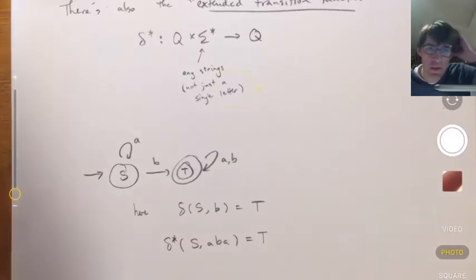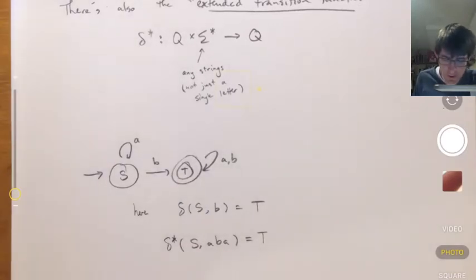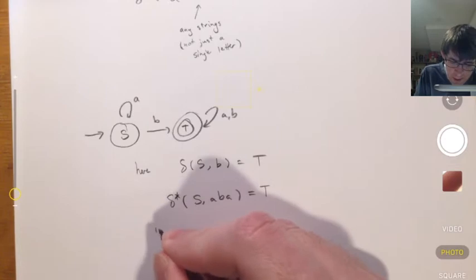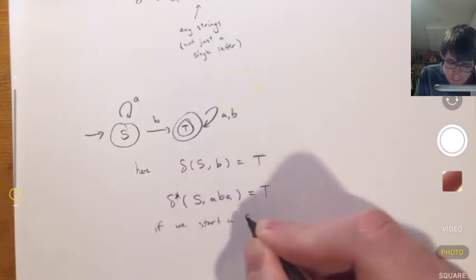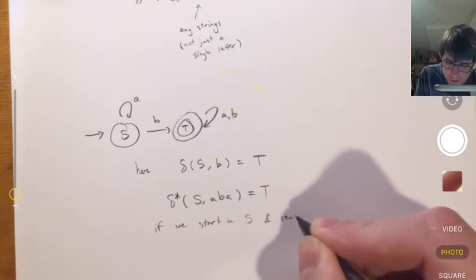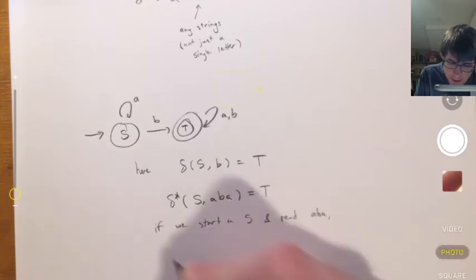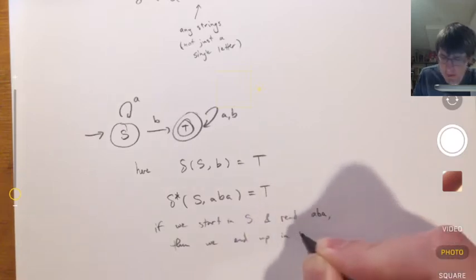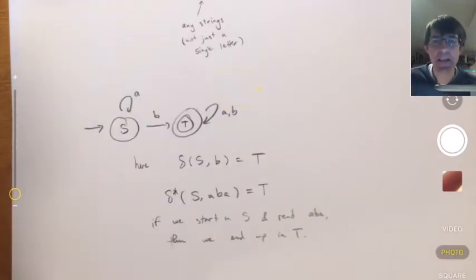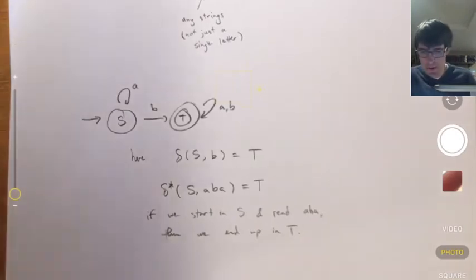This is the delta star. It just does a whole string at once. So what that means is if we start in S, I'll just write this in words again, and we read the whole string, ABA, then we end up in T. That's the meaning of the extended transition function.